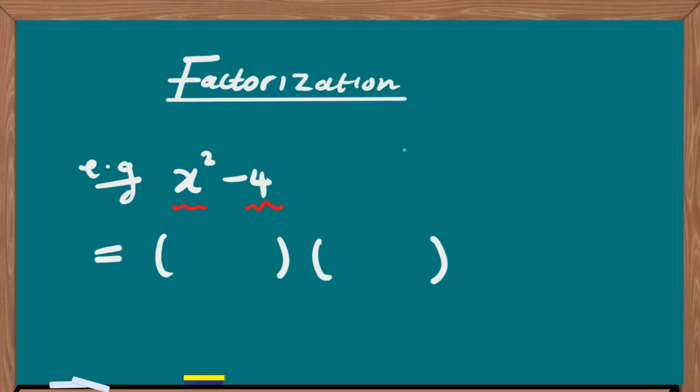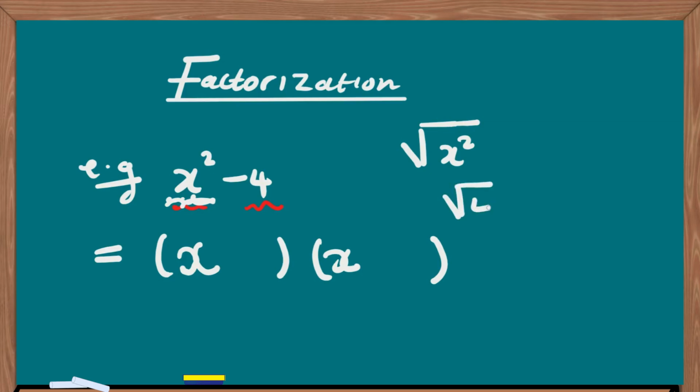Then you ask, what is the square root of x squared? The square root of x squared is x, so you write x here, and x here. Next is the 4. What is the square root of 4? The square root of 4 is 2. So you write 2 here, and 2 here. And the signs you write are negative and positive. This makes your final answer.